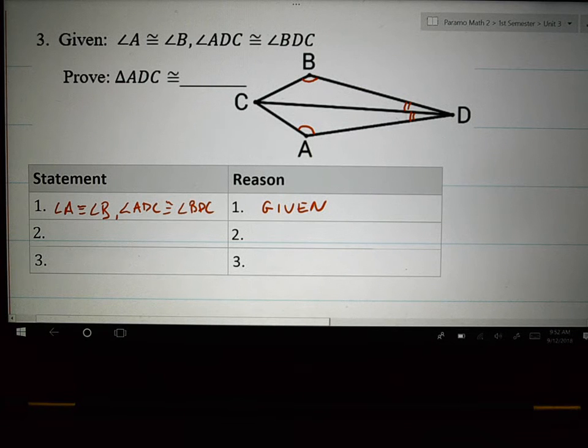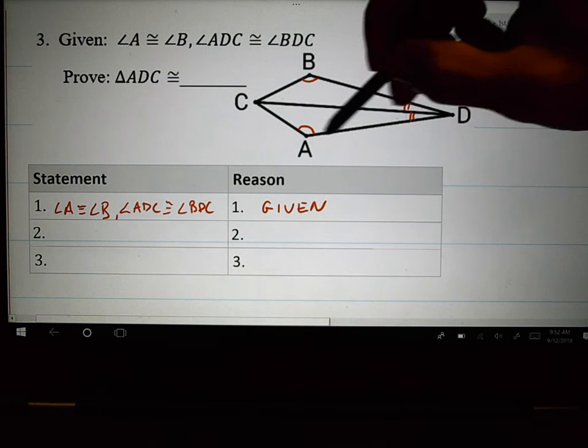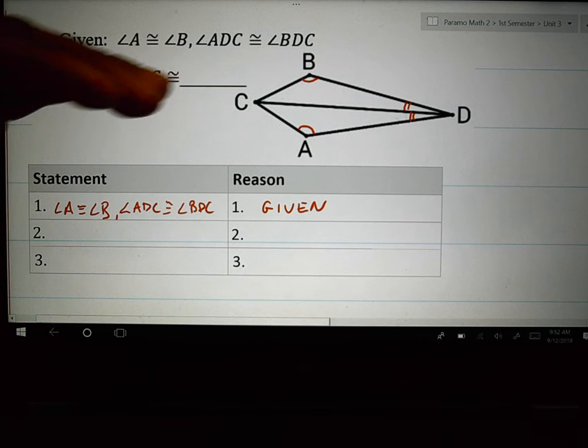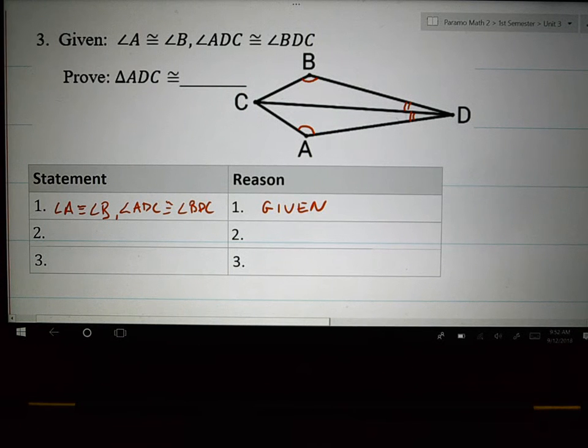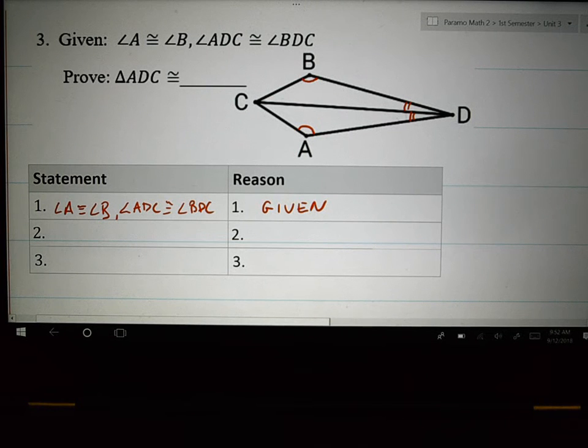You might get stuck now. You might say, okay, well, I have an angle. I have an angle. What else can I add to this picture? Something that might be shared in both. Do you know what's shared? Do you see a side that is shared in both triangles? I bet you know what 2 letters they are.